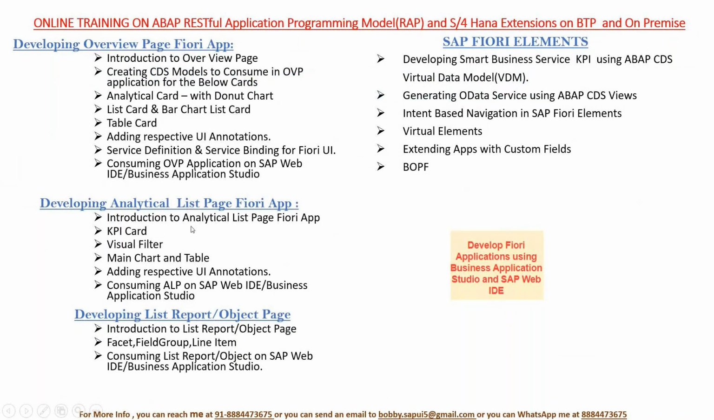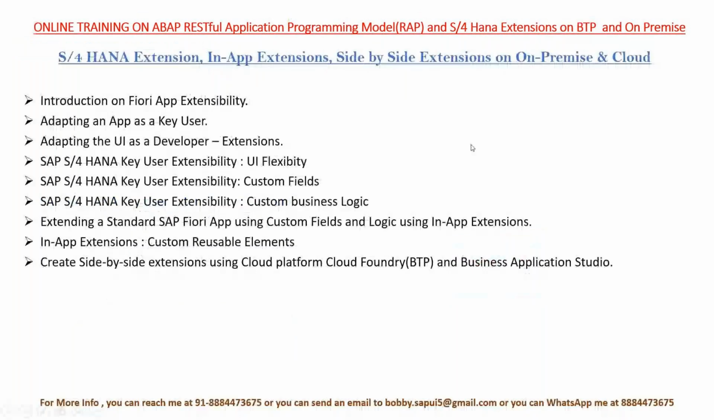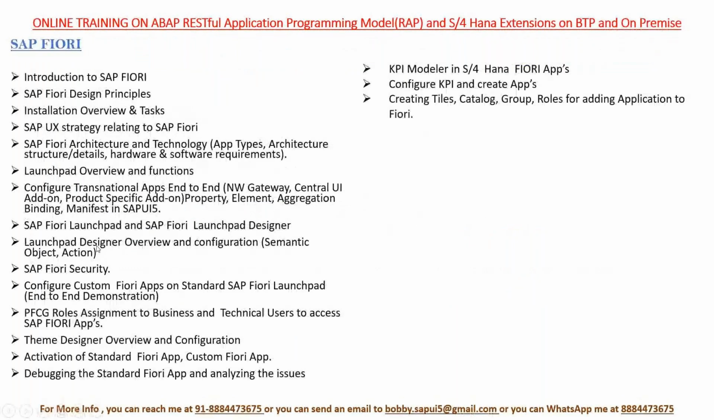Then we'll move to virtual elements, how to activate the standard Fiori app, and how to develop KPIs using ABAP CDS views. We'll also cover how to extend the standard Fiori app: catalogs, tiles, groups, target mappings, and how to move from one Fiori app to another Fiori app. Activation of the standard Fiori app, developing a custom Fiori app in BTP, how to deploy it to the on-premises system, and how to deploy that app into BTP. Everything will be covered. And we will move to RAP.